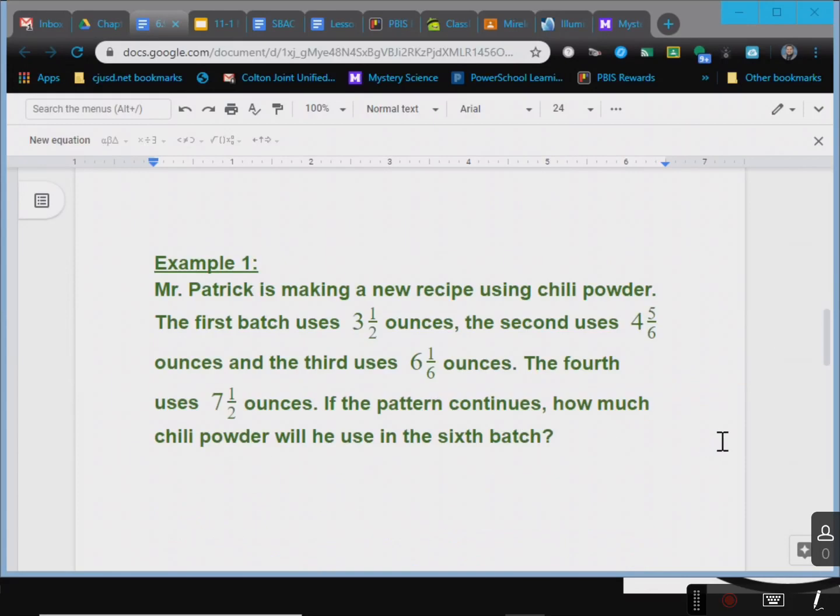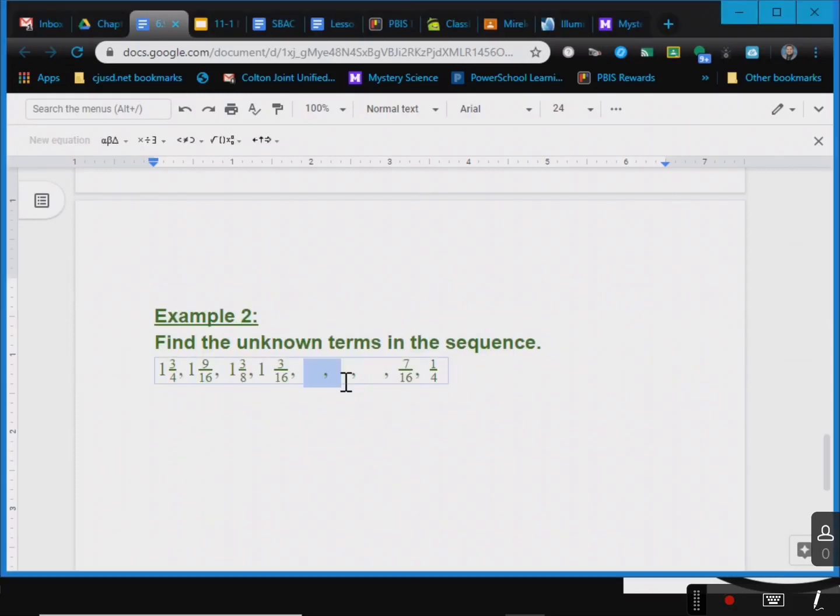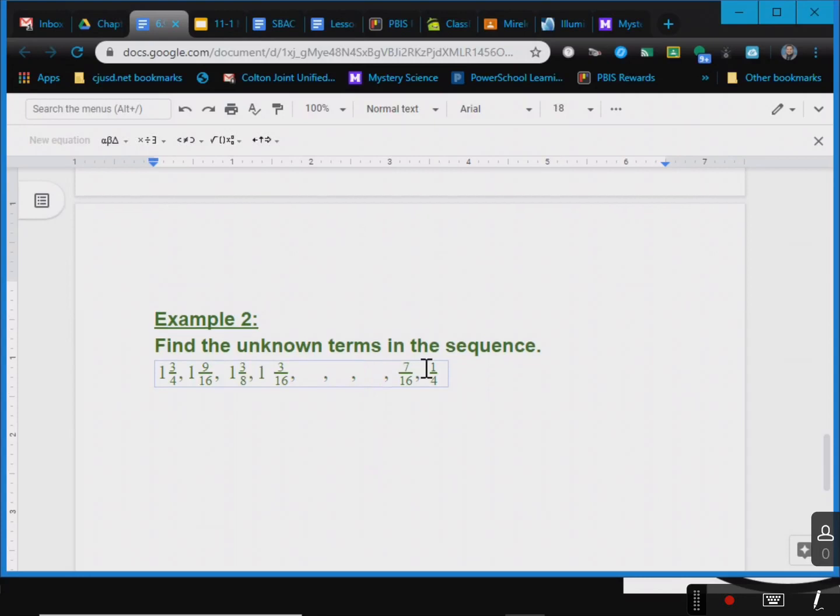Example 1, which you can write down and try to make it as short as possible, but go ahead and write it down. You can pause. Here's example 2. You can pause and write that down. There's 3 blanks here, 1, 2, 3. Okay. So let's go ahead and do example 1.